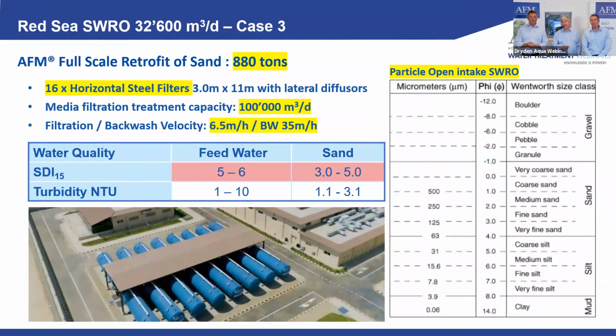Let's go to the third case. That's not in Spain anymore, so we jump a little further to the Middle East, Africa. Here, a project on the Red Sea, 32,000 cubic meters. The plant actually runs at higher capacity than planned. The filtration capacity should be 100,000 cubic meters per day. The good thing here is they can run at the moment at 6.5 meters, and they have a good backwash velocity.